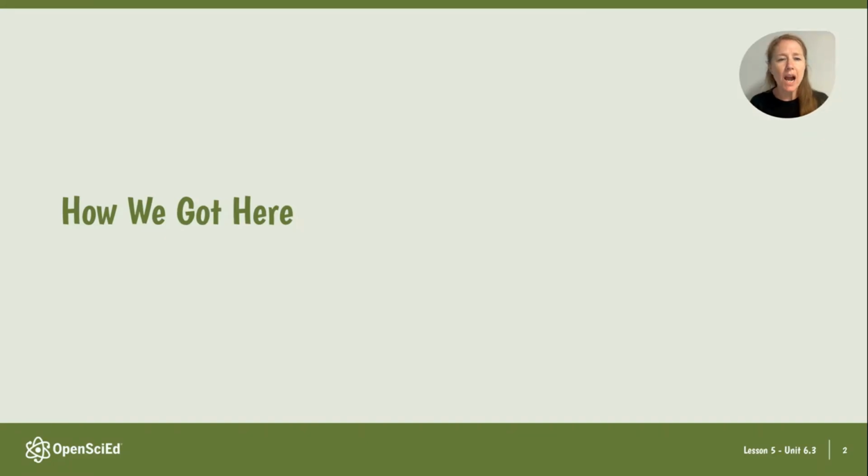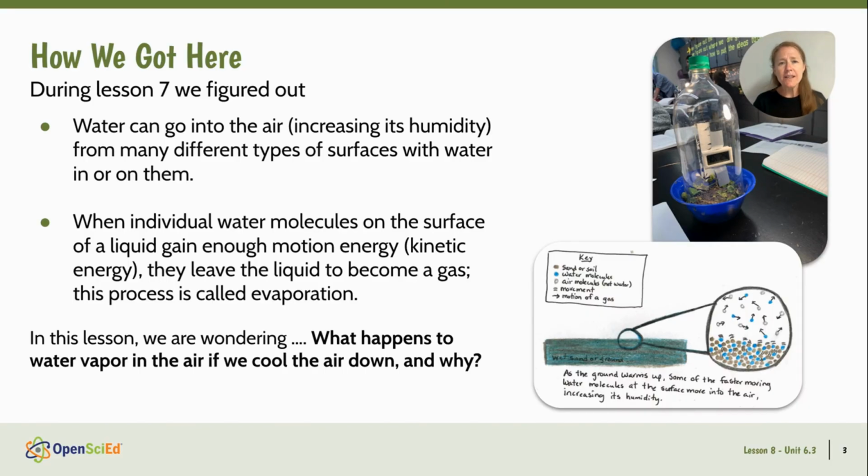Let's think about how we got here. During Lesson 7, we ran a humidity investigation, and we figured out how water vapor gets into the air from many different types of surfaces. But we also know from previous lessons that the air is colder higher in the atmosphere. So in this lesson, we're wondering what happens to that water vapor in the air when we cool the air down. And also, why does that happen?